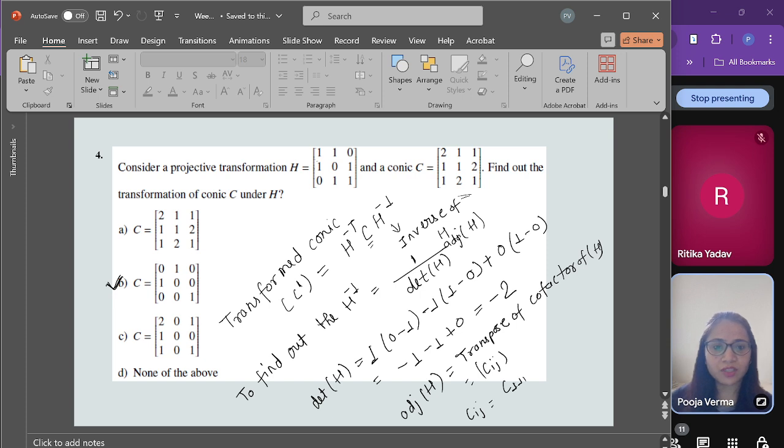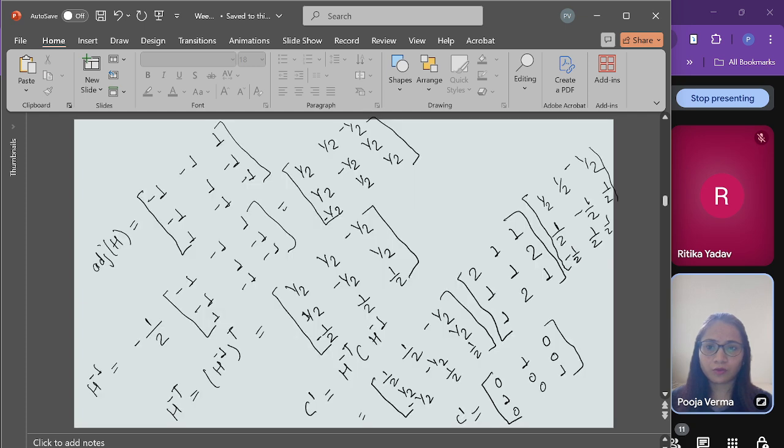So have you understood this question, all of you? We found the transformed conic under H, that is, a projective transformation. So I hope all of you have understood. You can solve it later because it is a little bit lengthy.